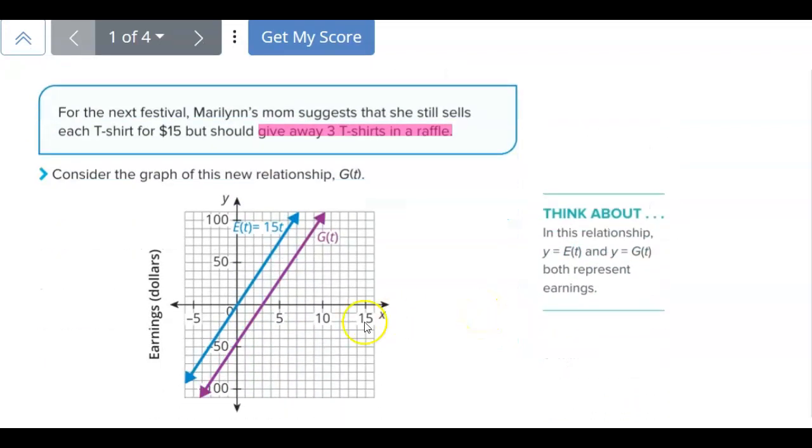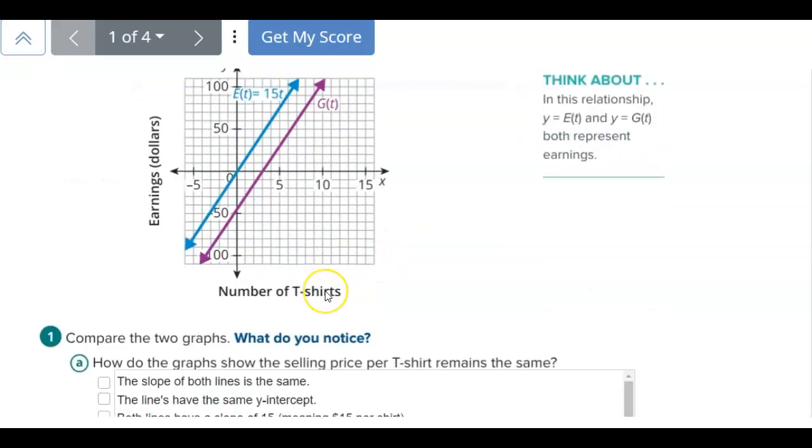So the graph from last lesson is the blue graph. The function is called E. So the blue graph's function is E of t equals 15 times t. This situation that's in pink here, where they're giving away 3 t-shirts in a raffle, is shown in the pink graph called G. So this says G of t. So t is our input, and when we put our input number of t-shirts here, we're going to get an output.